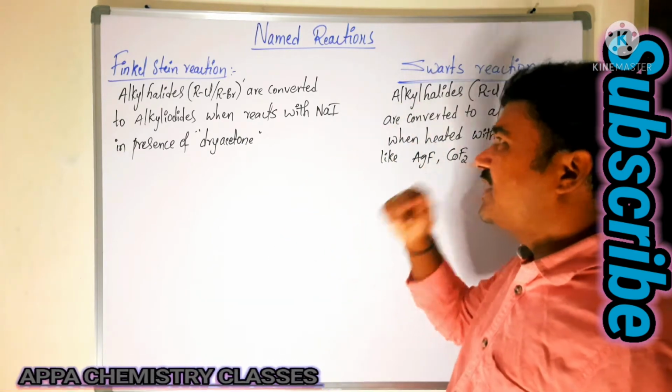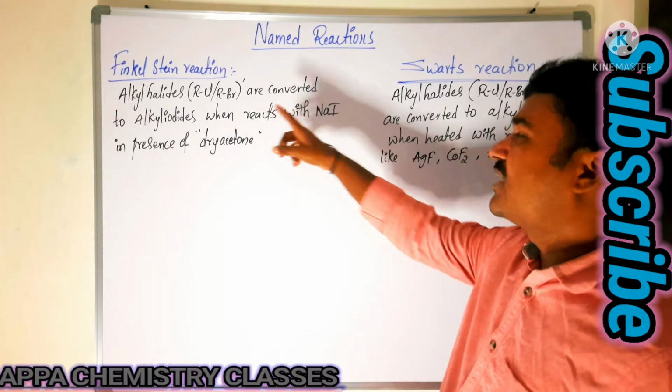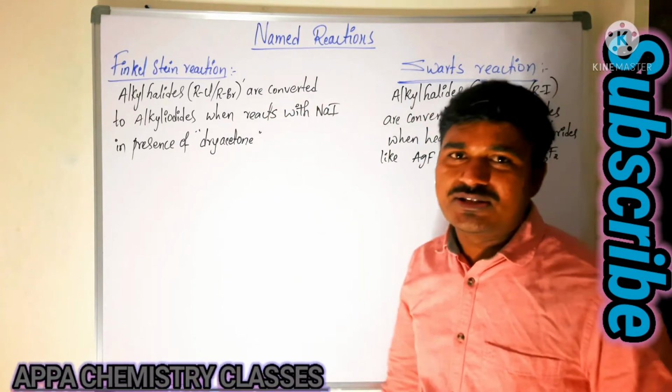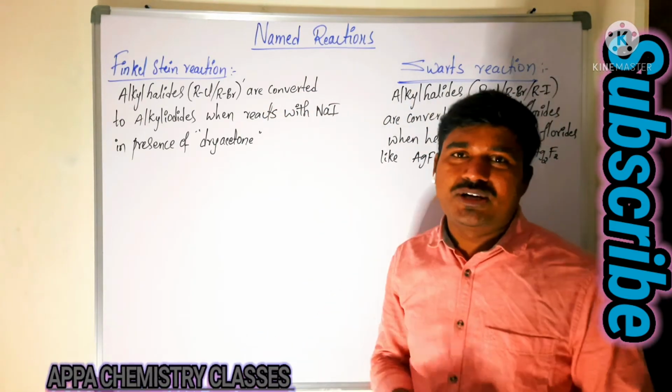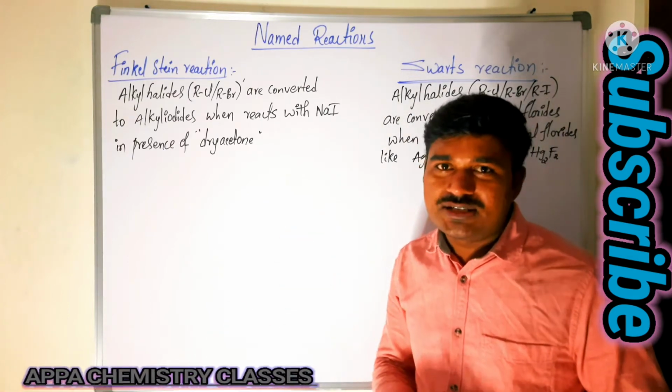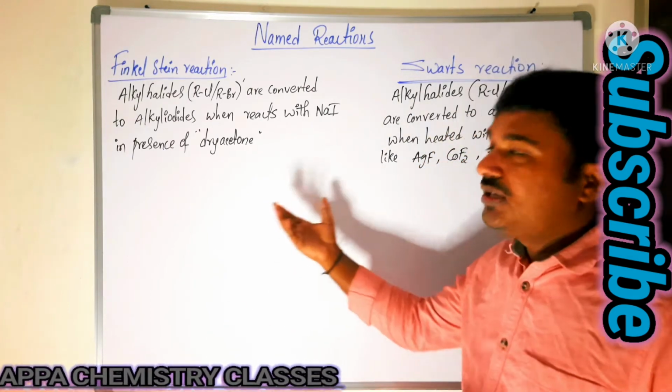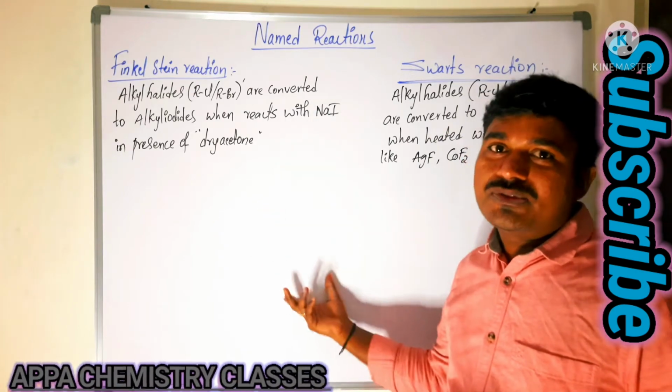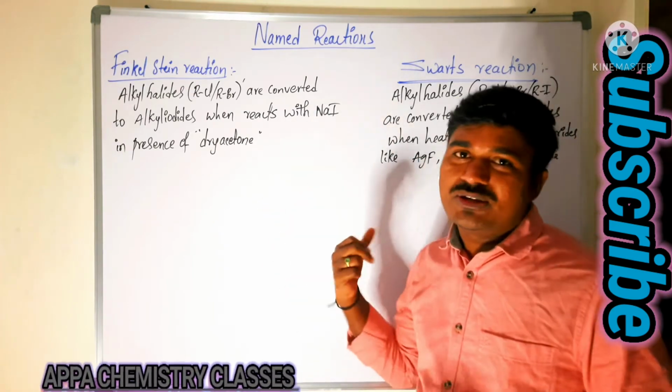Today's named reactions are the Finkelstein reaction and the Swarts reaction. These two reactions are very important. These two reactions are examples of halogen exchange reactions. Now what are the examples and what type of reaction are those? Those we are going to see.